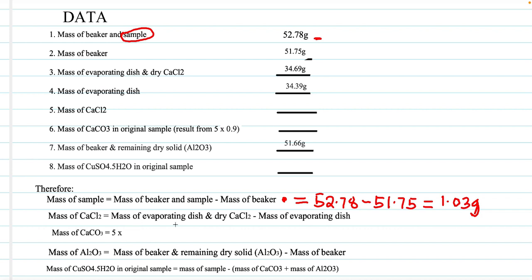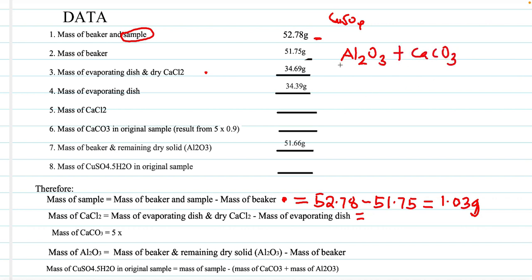Okay, now for this second one here, the mass of evaporating dish and dry calcium chloride. Now, like I said, this is not the time for me to start explaining these procedures. It's basically for calculation. All right, so how did we get this particular one? After we must have added water to the mixture to eliminate copper sulfate, because copper sulfate will dissolve into the water, when you pour out the water, you now have aluminum oxide and calcium carbonate.